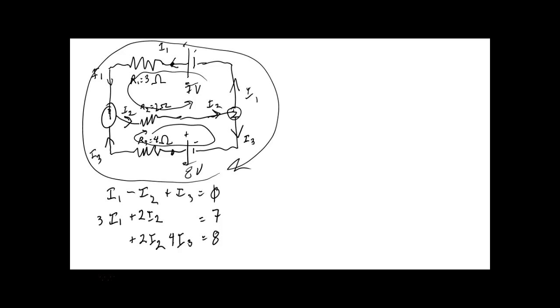So let's set up our matrix to represent this. 1, minus 1, 1, and 0. 3, 2, 0, 7. 0, 2, 4, 8. All right. Now, just a couple of things. I just remembered something. This is the matrix now, representing that system of equations.